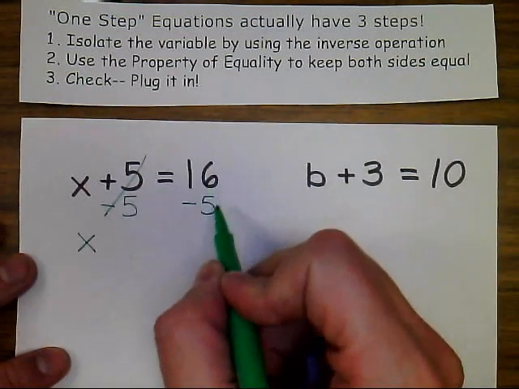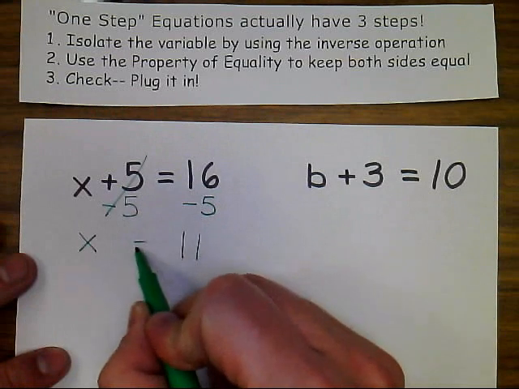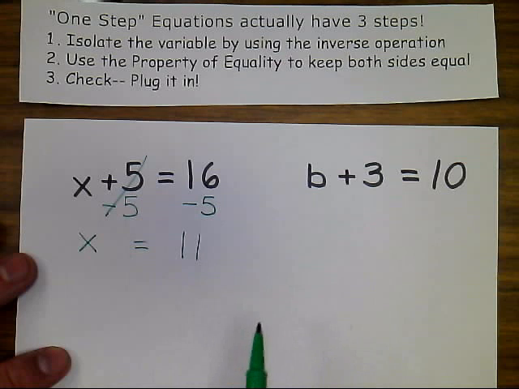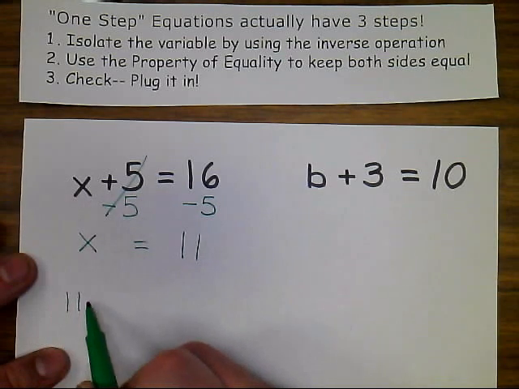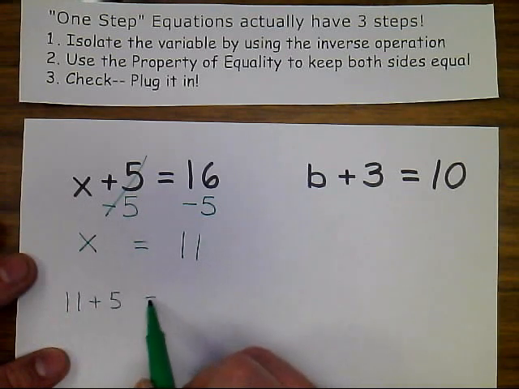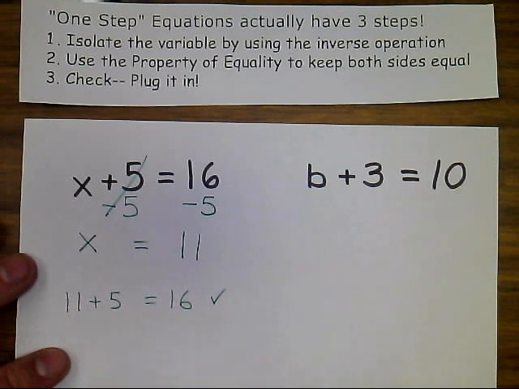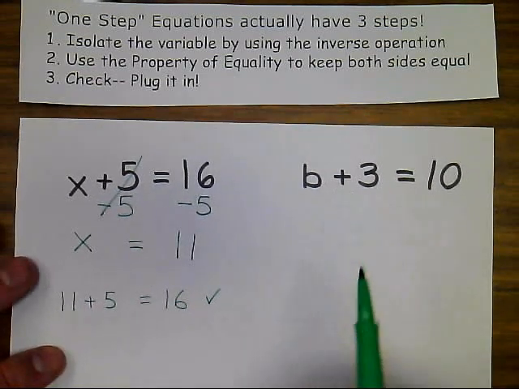And when I subtract 16 minus 5, it leaves me with 11. So the answer I've come up with, the solution, is x equals 11. Now if I plug that in, 11 plus 5 does equal 16. So that is checked. And for sure, that's a correct solution. X equals 11.